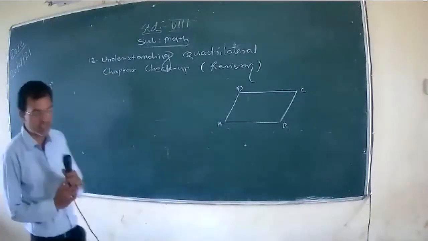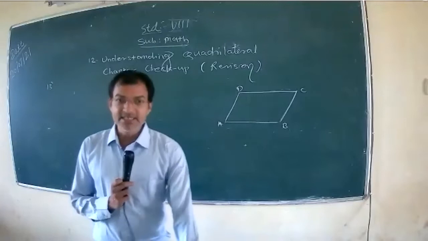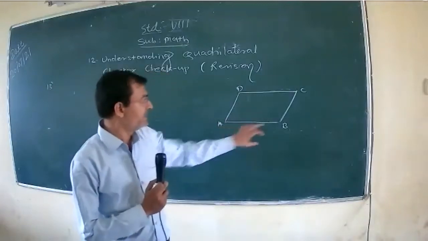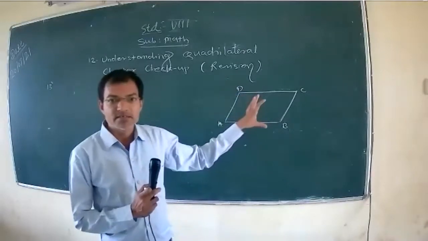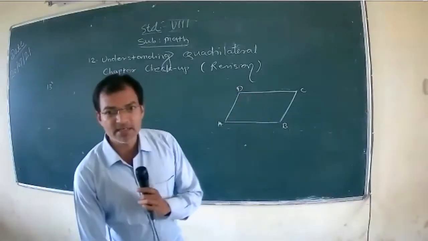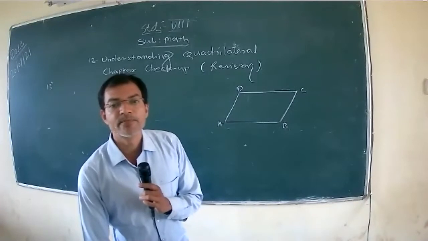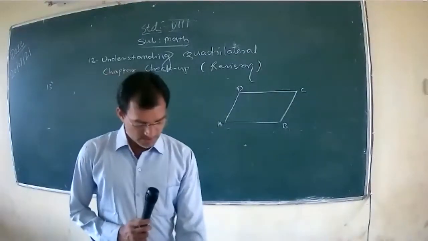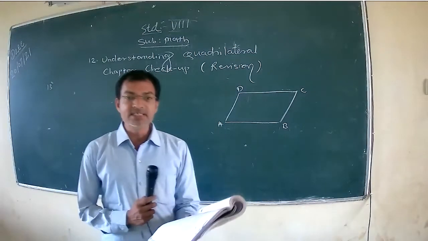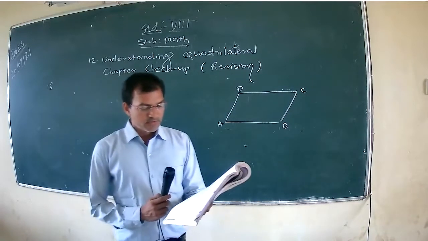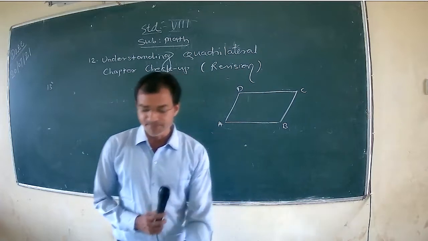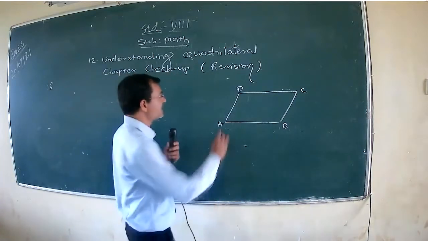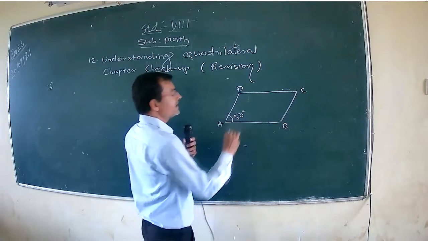Question number 13, what is here? ABCD is a parallelogram. I have drawn ABCD is a parallelogram like this. Listen here. ABCD is a parallelogram. One of the angles of this parallelogram, angle A, is 50 degree. Suppose this is 50 degree.